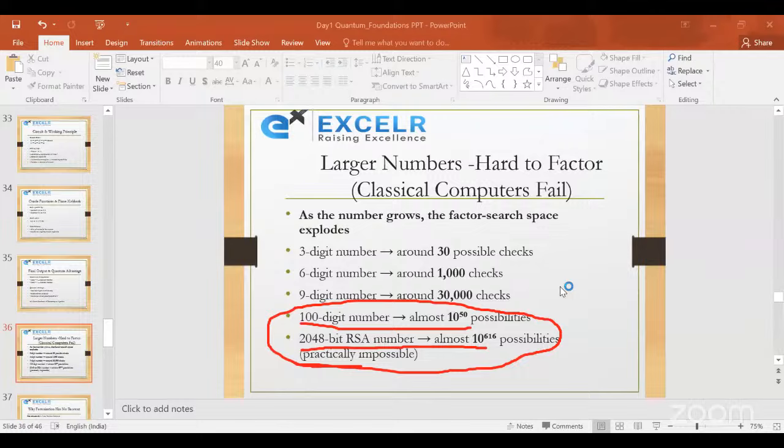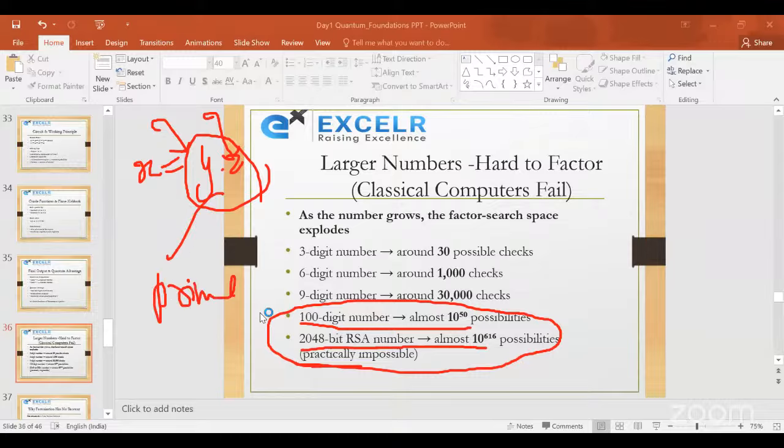And if we impose one restriction on the factorization, that the factors coming out of any number, suppose a number x factorizes into y and z, and we restrict both y and z to be prime numbers, then it takes 10 to the power 616 steps. If we restrict the problem further to prime numbers, it becomes even more complicated. So our encryptions are now utilizing this weakness of the classical computer.